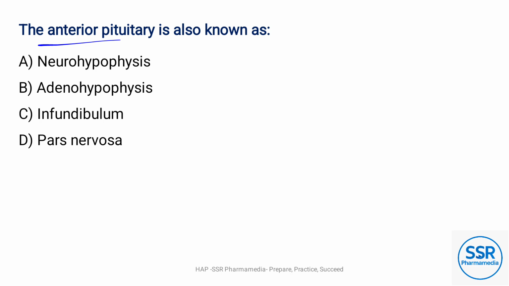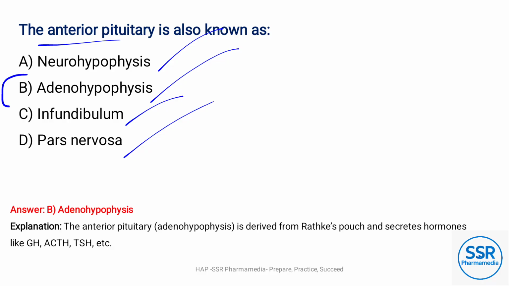The anterior pituitary is also known as option A, neurohypophysis, option B, adenohypophysis, option C, infundibulum, option D, pars nervosa. So the answer is option B, adenohypophysis. The anterior pituitary is another name for adenohypophysis. It is derived from Rathke's pouch and secretes hormones like growth hormone, adrenocorticotropic hormone and thyroid stimulating hormone, etc.